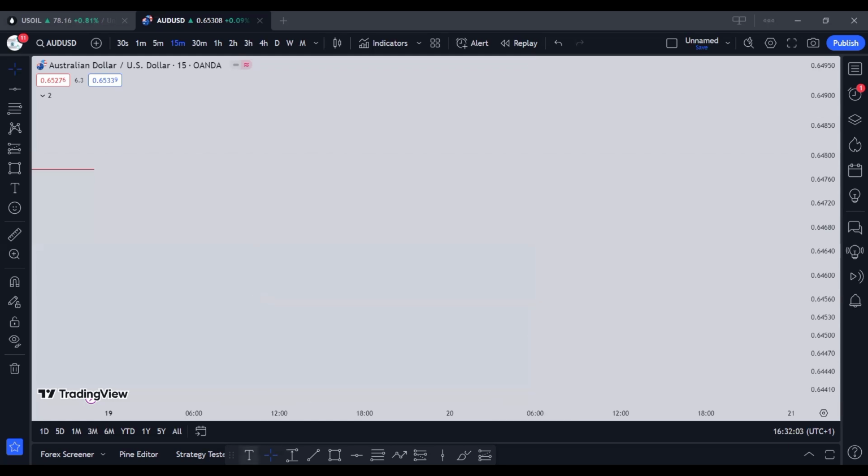What does lot size mean? Lot size is basically your buying power, your trade power. I call it trade power. Say someone used one lot on a trade.